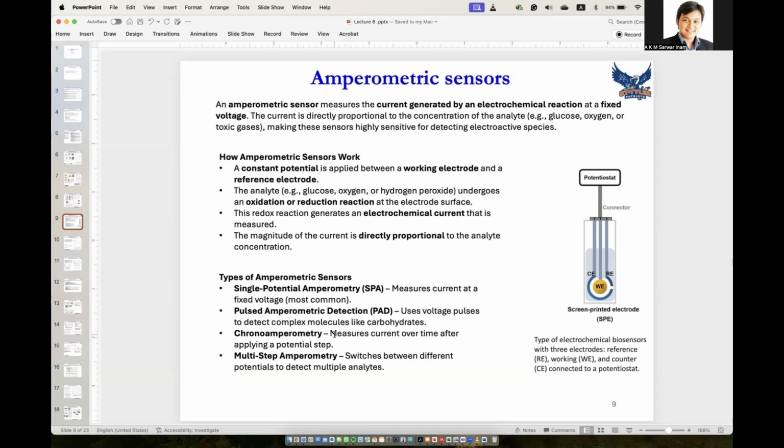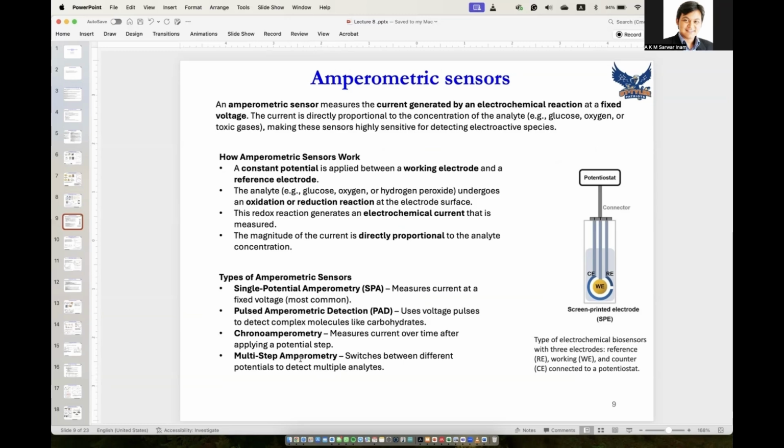It measures the current over time after applying a potential step, at a fixed potential actually. You just need to fix the potential and the time, and it will measure the current. And there is also multi-step amperometry, which switches between different potentials to detect multiple analytes.